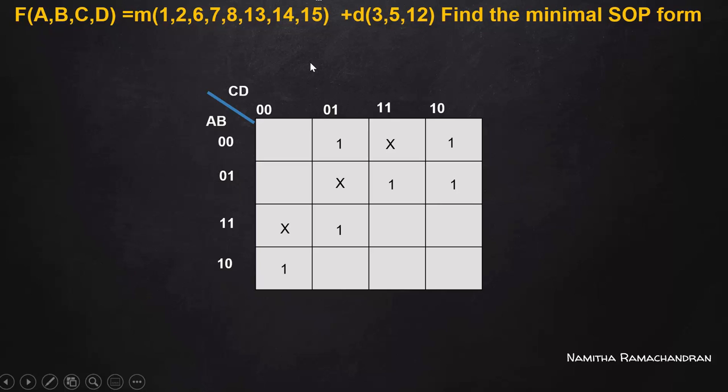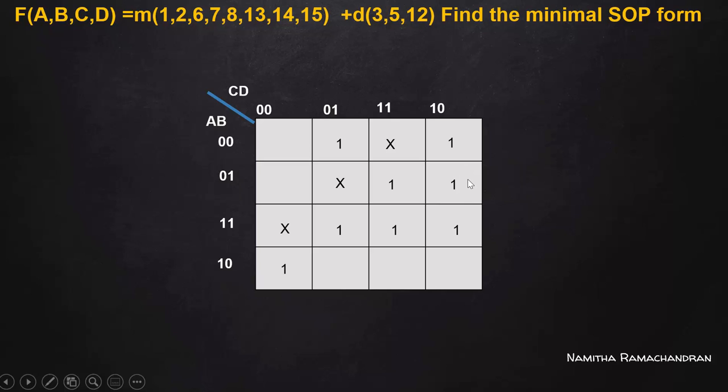Then 1 1 0 1, that is 13, which is a minterm given here, so mark 1 here. Next is 1 1 1 1, which is 15, so mark 1 here. Next is 1 1 1 0, mark 1 here. That is equivalent to 14, minterm 14. Corresponding to minterm 14, mark 1 here. So these are the minterms and don't cares marked in this four variable Kmap.